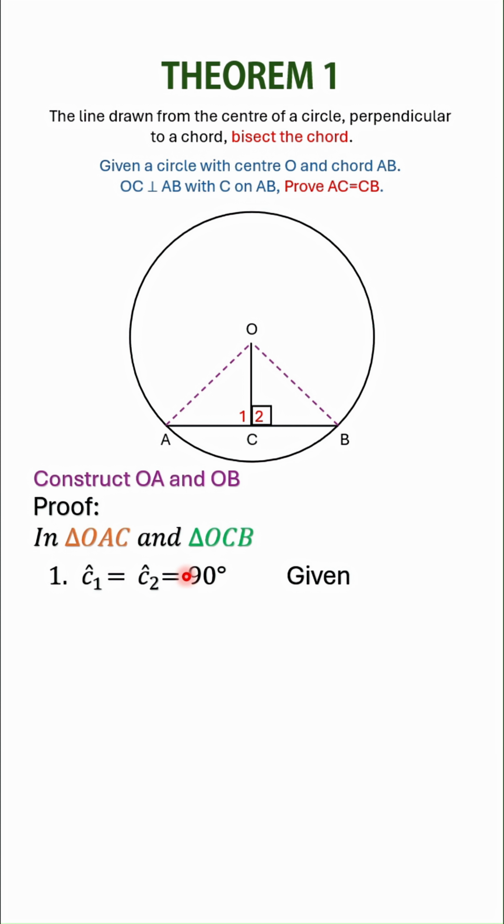So the first thing that we know is that angle C1 is equal to angle C2. The reason is that they are both equal to 90 degrees, and this was given to us since we were given that OC is perpendicular to AB.